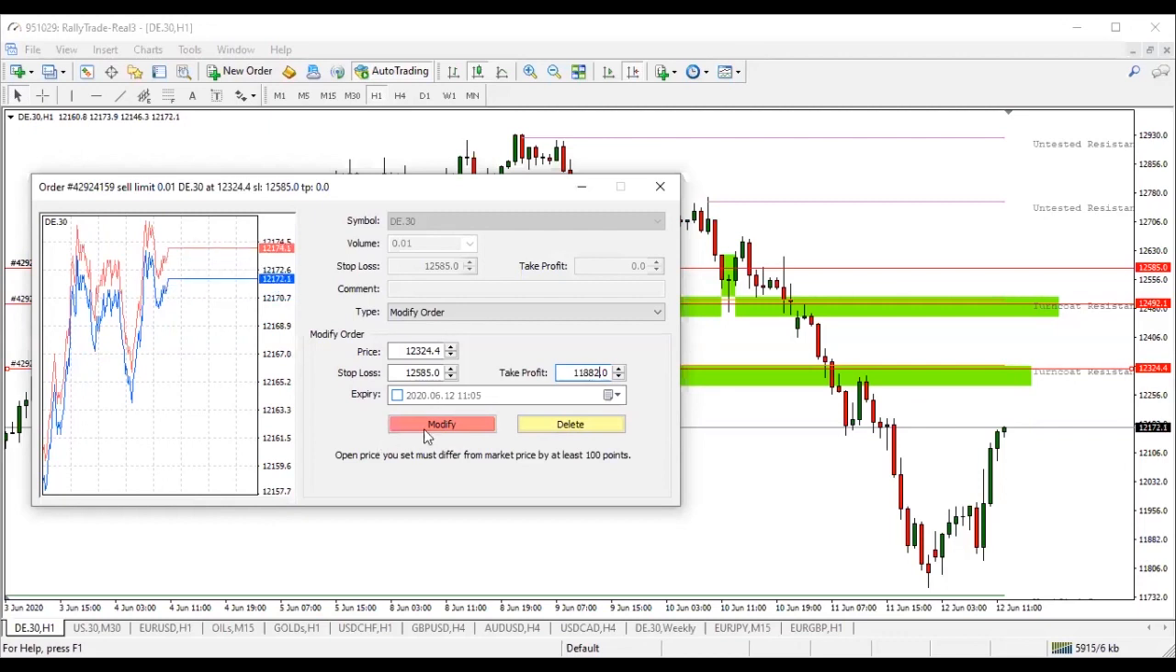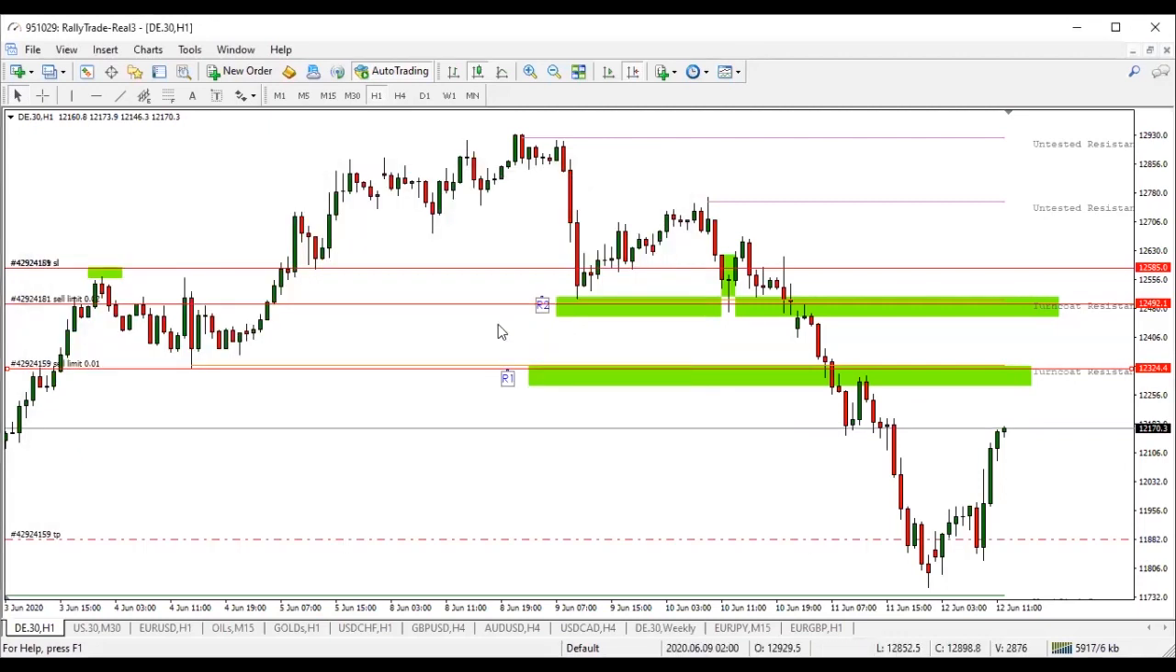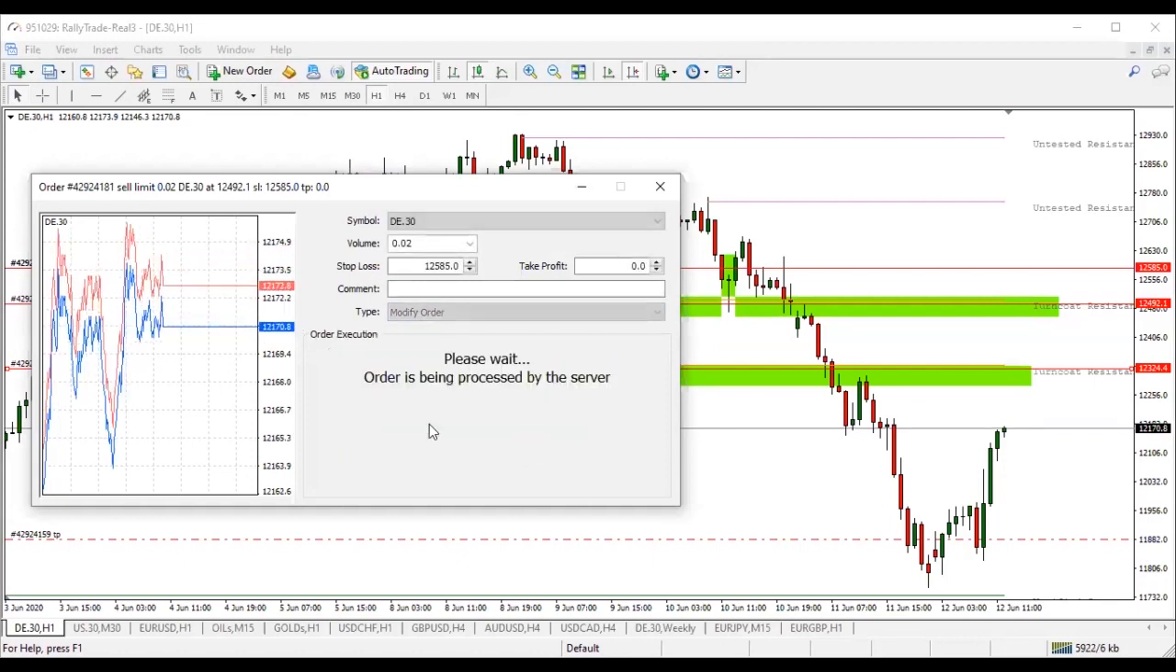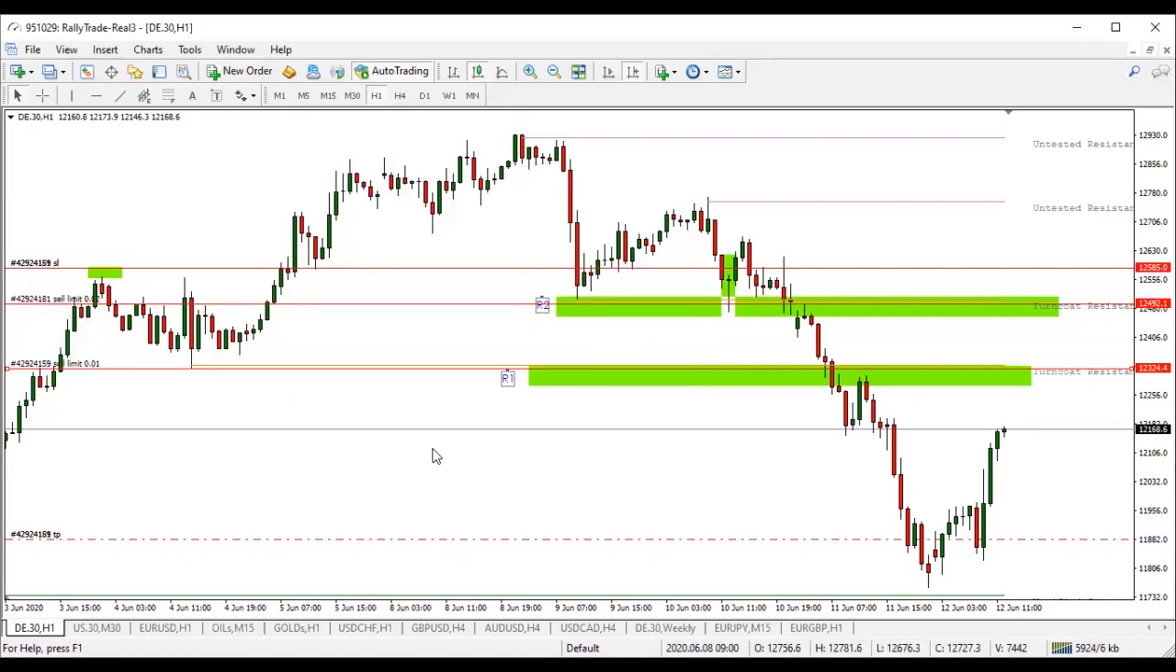And you can choose that one, 11882.0. And of course, you can modify for the first one, and you can also modify for the second one as well. For the second one, 11882.0. So you have two take profits and two trades running or about to run.